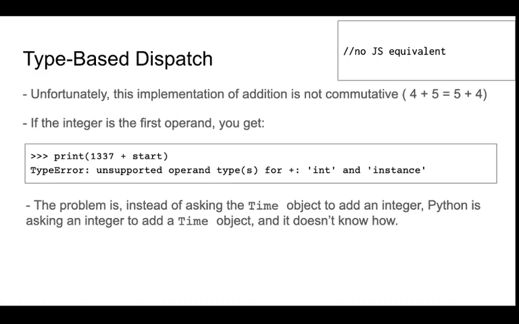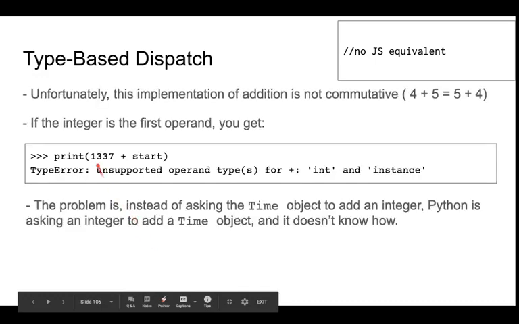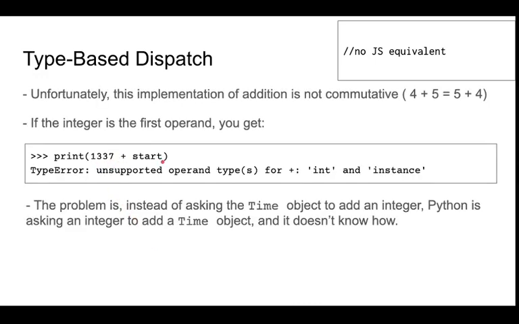But you'll notice, for the addition symbol in most programming languages, it's not commutative. You can't switch the order of these things. In math, the commutative property is like, 4 plus 5 is the same as 5 plus 4. It doesn't matter if the 4 or the 5 comes first. But when you're programming, it does matter what comes first. So in this case, notice this line, we switched the order from before. It was start plus 1337. Now 1337 came first, and you're trying to add start, and it gives you this error.